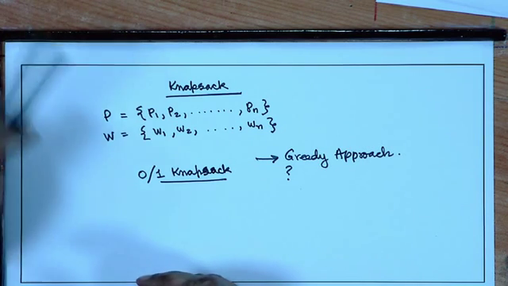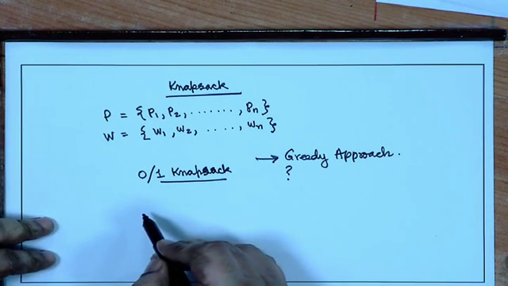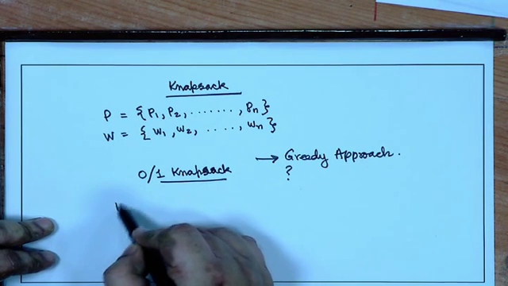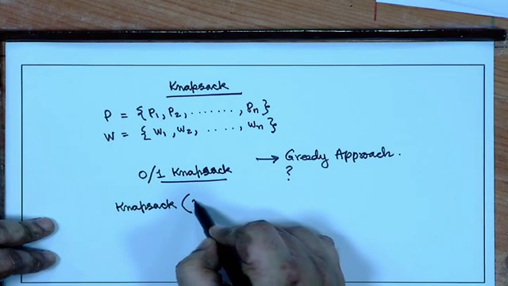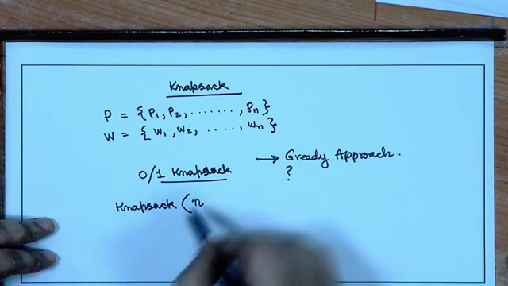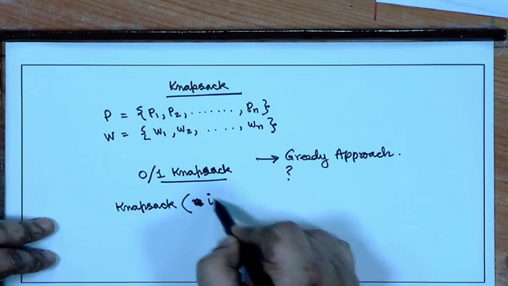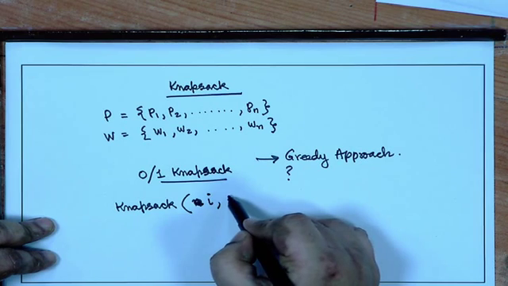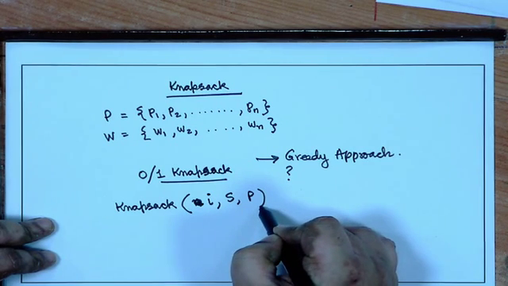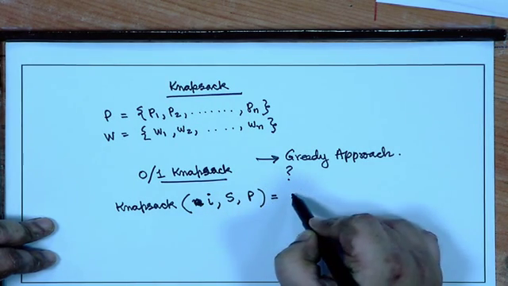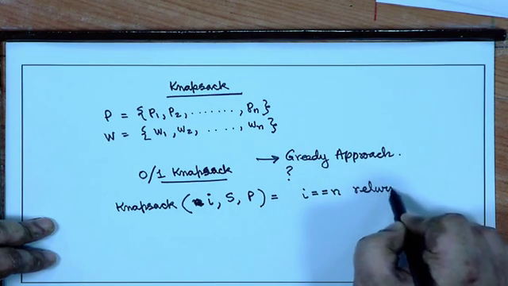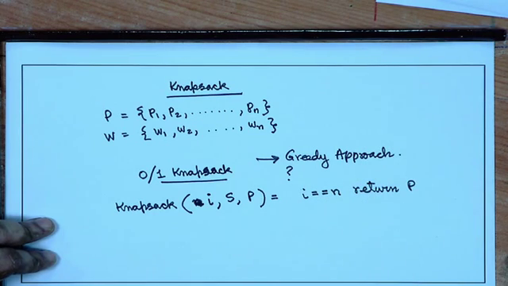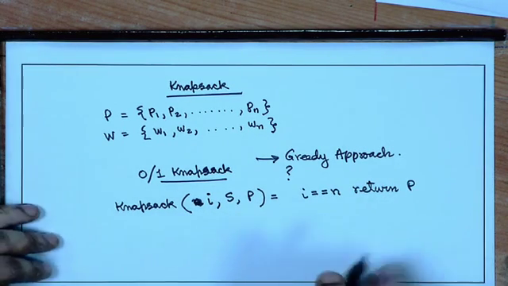So, for the knapsack problem you can write down the recursive definition. You start from item 1 to n. You start from any item I, your total sack capacity till now is S and your total profit is P. And then if I is equal to n, then you return P, that is, you have chosen all the elements.